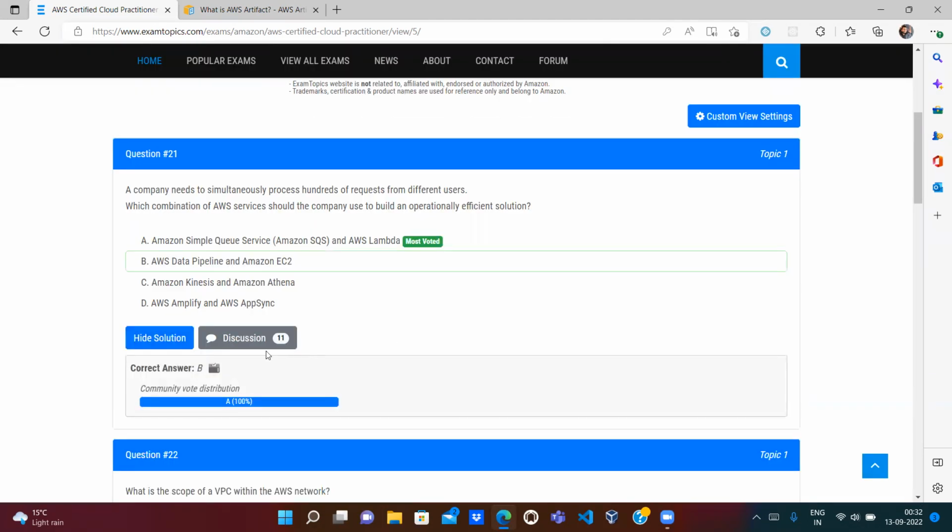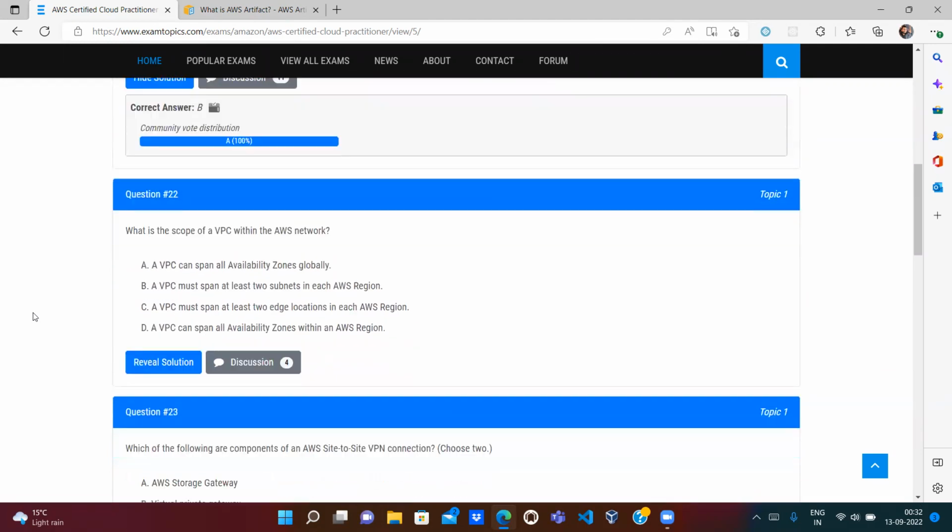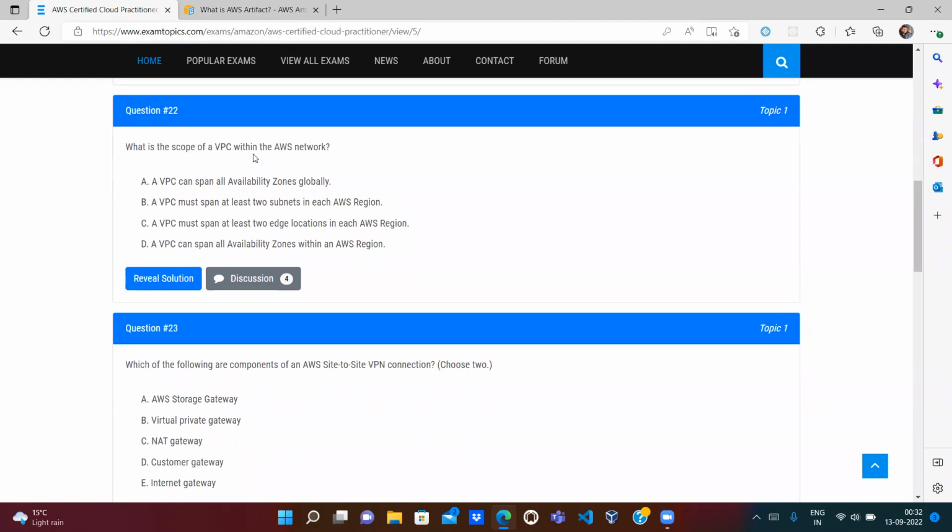So they say B, but if you go to the discussion tab, the people say A. So A is correct. What is the scope of a VPC within the AWS network? That is, the virtual private cloud. So what is the scope within which you can create a VPC?